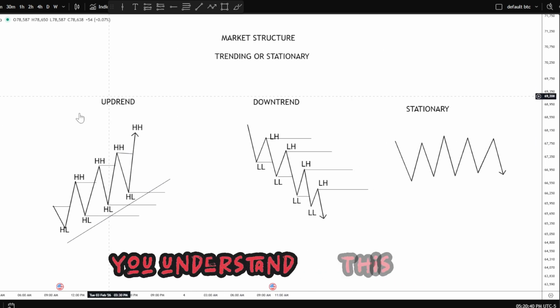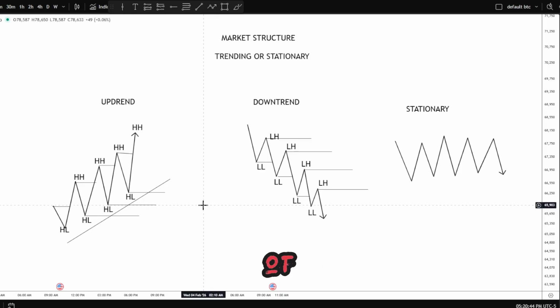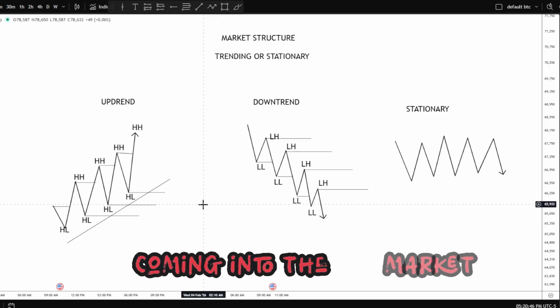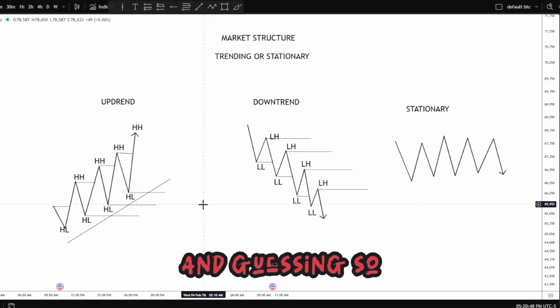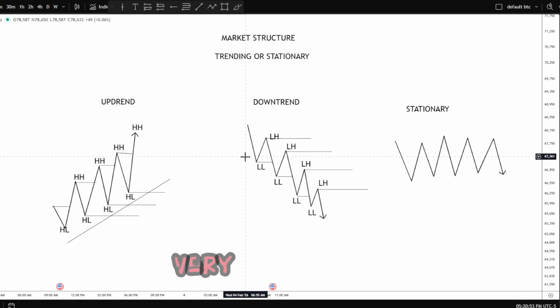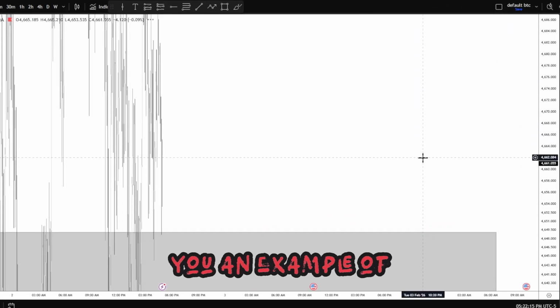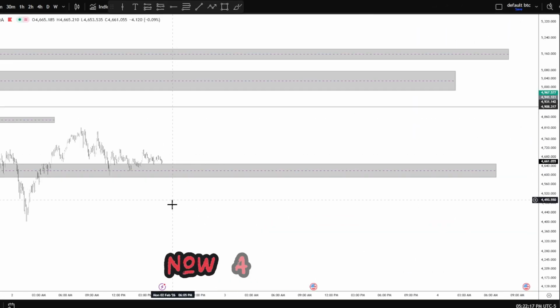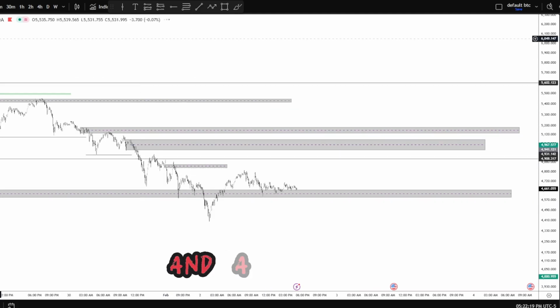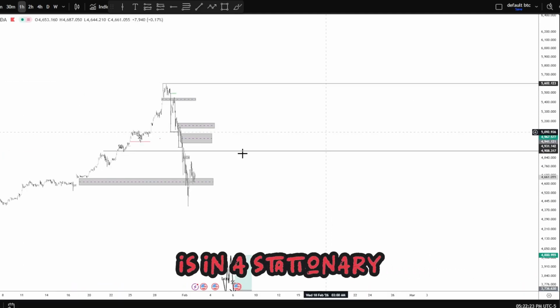So when you understand this market structure and these three things, you are already ahead of traders who are just coming into the market and guessing. That's the reason why you need to understand market structure. It is very, very important for you to understand market structure. So let's move on. I'm going to show you an example of a selling market, a market that is in a downtrend, a market that is in an uptrend, and a market that is in a stationary position.